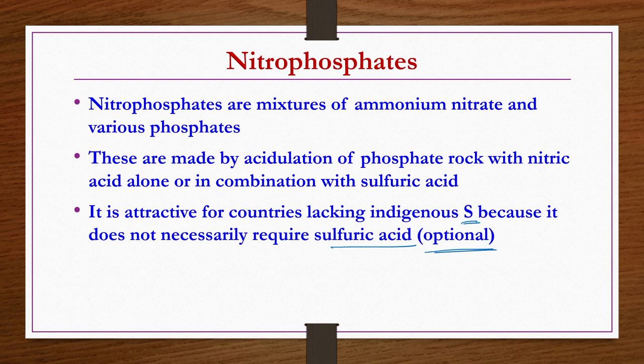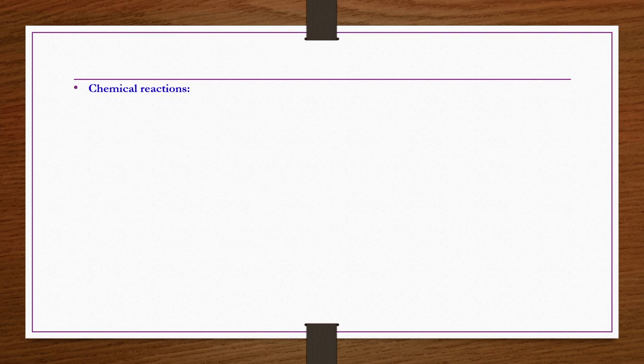However, if you have the sulfuric acid, it is better, because in the nitric acid plant, calcium nitrate is forming, and this is very difficult to remove from the product mixture. So you have to do the crystallization, etc. But if you have sulfur, it forms calcium sulfate, which is easy to remove. Those reactions anyway we are going to see here.